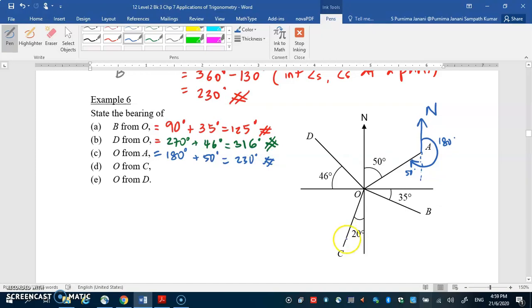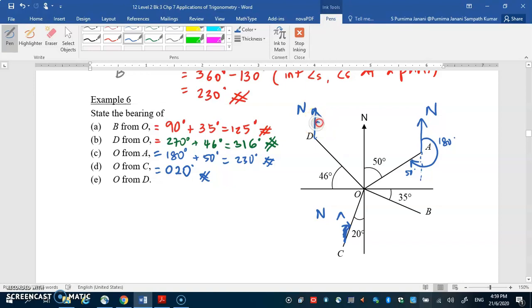Okay, O from C. So C is here. I'm going to draw my north at C, then go clockwise until I hit OC. So this angle is obviously just 20 because of alternate angles, but I don't write 20, I write 020. 3 digits.